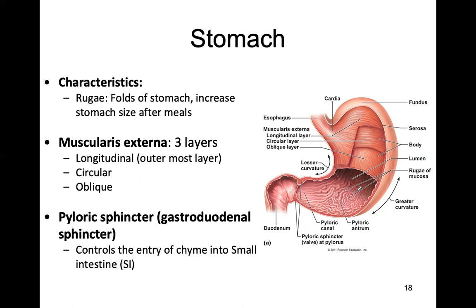Now, at the end of your stomach, where you connect to the duodenum, which is the first part of the small intestine, you have another sphincter, which is right here. Because of its proximity to the pyloric region, we refer to this as the pyloric sphincter or gastroduodenal sphincter. Again, break down the word for yourself. The word gastro implies the stomach. Duodenal implies your duodenum, which is the first part of the small intestine.